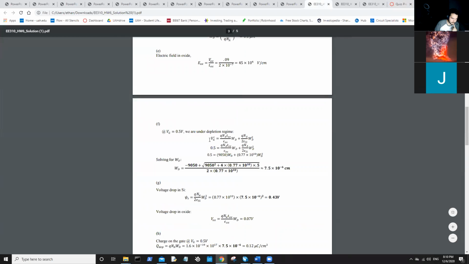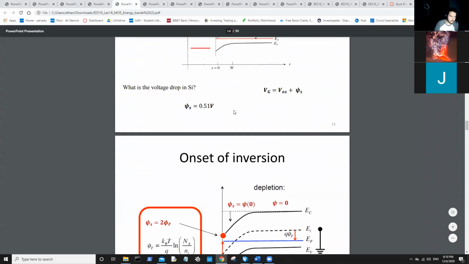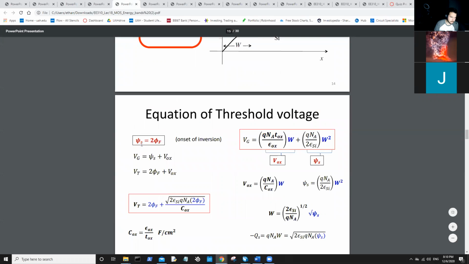Yeah, so this was because he was under the depletion regime, so he got to recalculate using the quadratic solution in order to find WD. But I don't think we get to do that here because we're not under the depletion regime as stated, like up here somewhere. We're at the onset of inversion, which means we're under this.